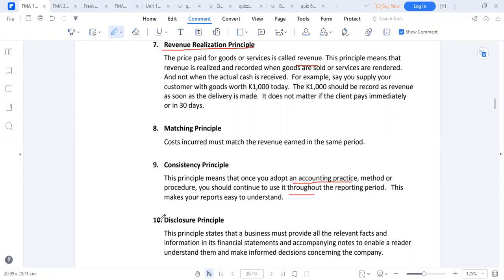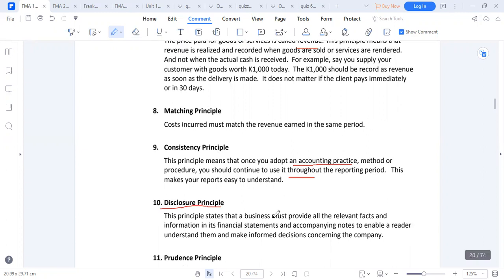Disclosure principle means that you must provide all relevant facts of information, with accompanying notes if possible, for a layman to understand the information to make informed decisions. For instance, we have potential investors for a business, so you decide to hide some information and they want to purchase some shares. So the disclosure principle simply states that you must avail all the important data that is needed to make informed decisions.